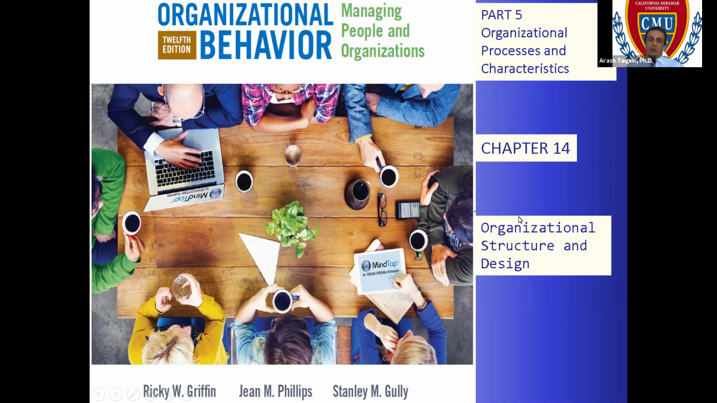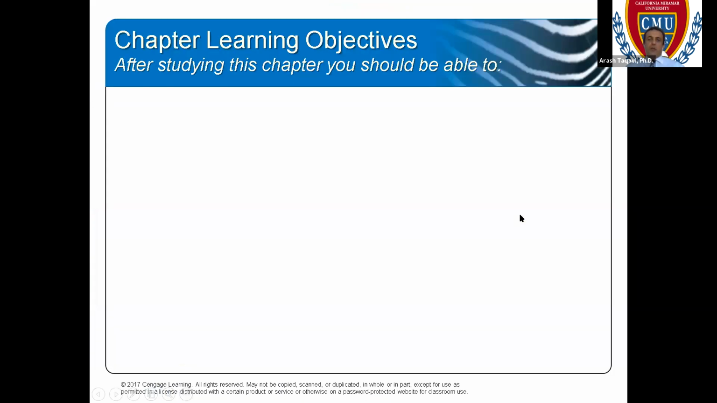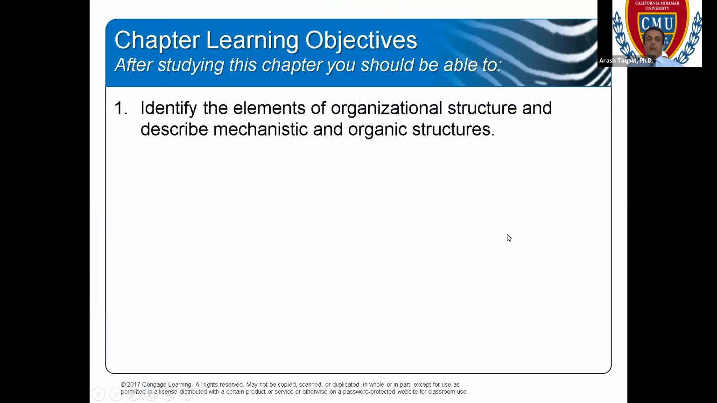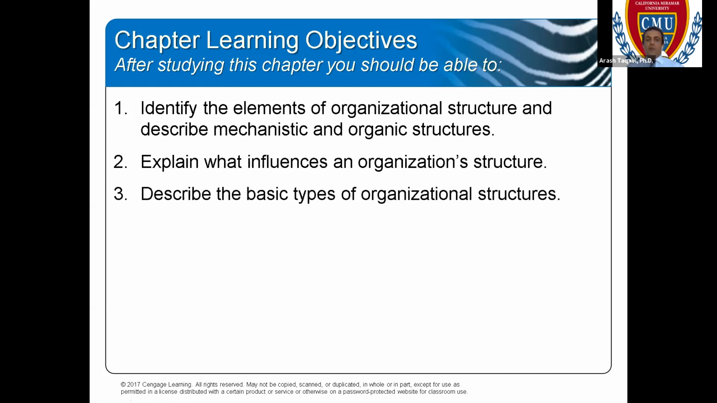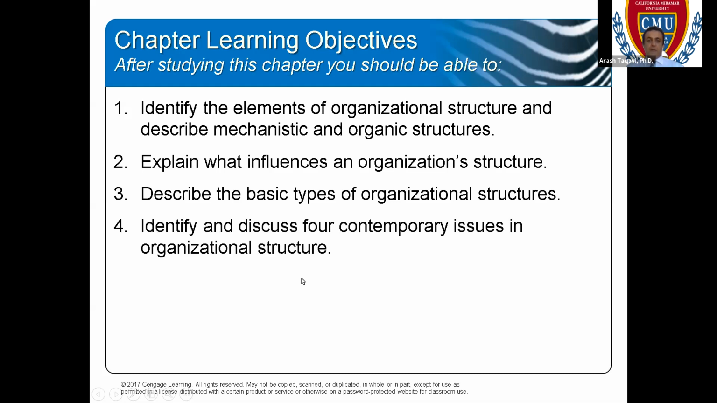At first, we will talk about the learning objectives, what is expected you to know after studying this chapter. One, identify the elements of organizational structure and describe mechanistic and organic structures, two types of organizational structure, and explain what influences an organizational structure. Three, describe the basic types of organizational structure. And after that, identify and discuss four contemporary issues in organizational structure.